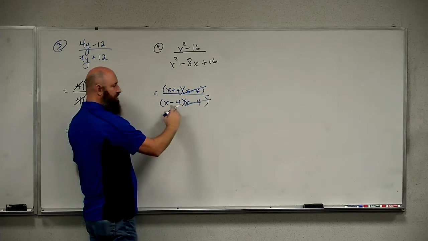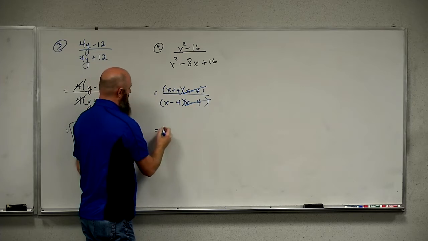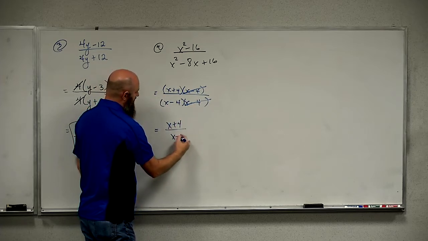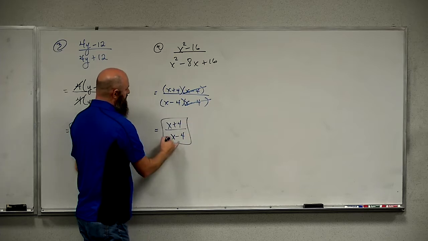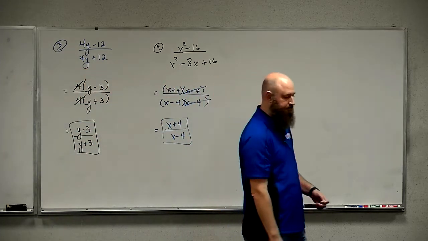Now notice I didn't do both of them. It's a 1-to-1 for those. Well, these other two are not the same. We don't need the parentheses anymore because there's nothing else. And so we get x plus 4 over x minus 4 for that problem.